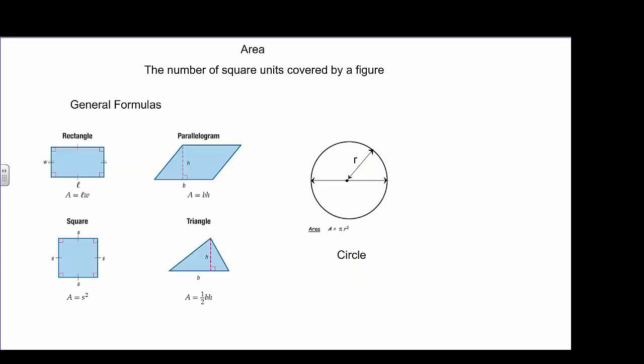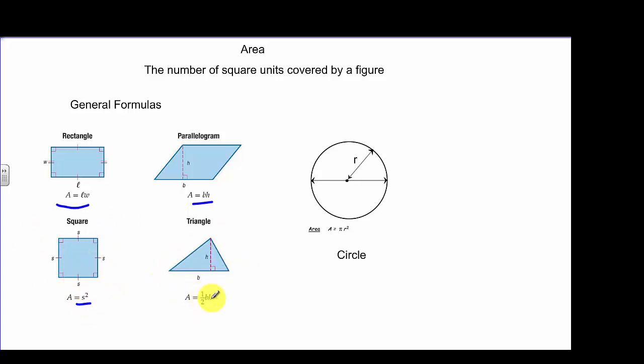So when we talk areas, we're talking about the number of square units covered by the figure, so how much space it covers. And in a rectangle, we have the area being the length times the width. In a parallelogram, you'll notice there's a height to a parallelogram, which is perpendicular to a base, and that's just base times height. Area is also length times width of a square, except the length and the width are the same, so we call it the side squared.